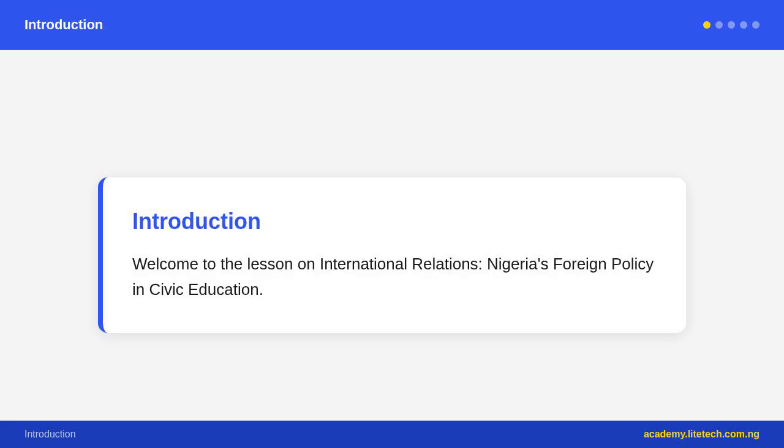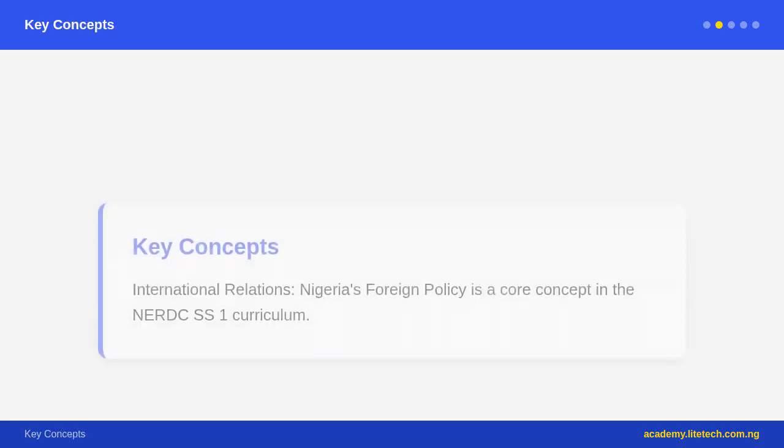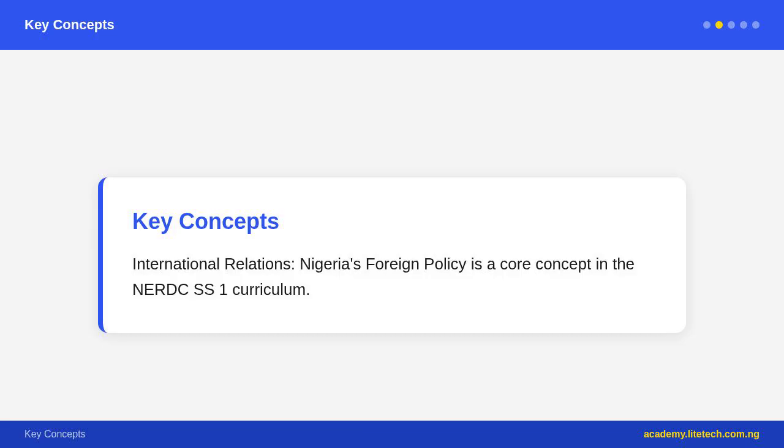5 Principles of Nigeria's foreign policy. 1. Promotion and protection of national interest. Nigeria's foreign policy must serve the economic, security, and political interest of the Nigerian state and its people first. 2. Promotion of African unity and integration. Nigeria is the big brother of Africa, has always prioritized Pan-African solidarity, liberation of African states from colonialism and apartheid.